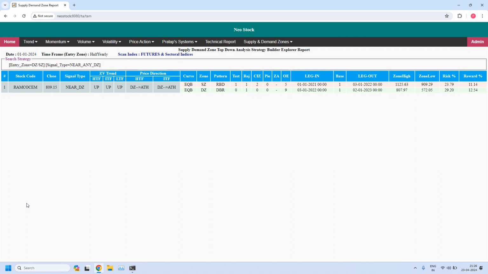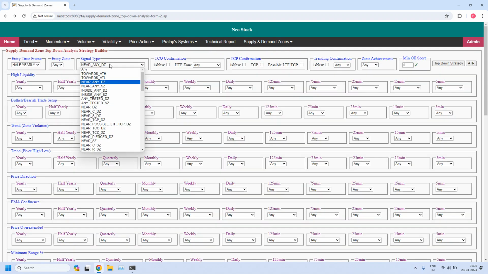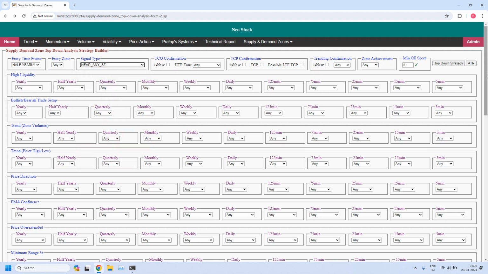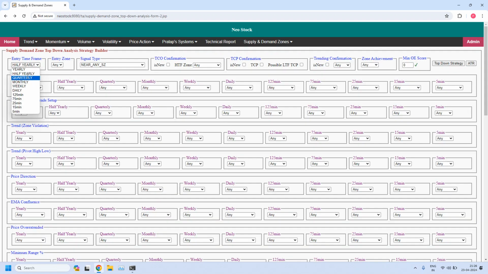So I am going back for the generation of the next report. Okay, for half yearly time frame, let us find the stocks near half yearly supply zone. So one stock is available near half yearly supply zone. But remember, this is a P/E supply zone.